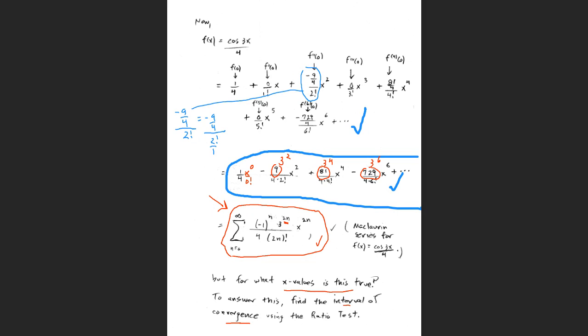I can write that as -9/4 over 2 factorial over 1. That's -9/4 times 1 over 2 factorial. And that's how we get this here. Okay, very good. Are there any other good questions?